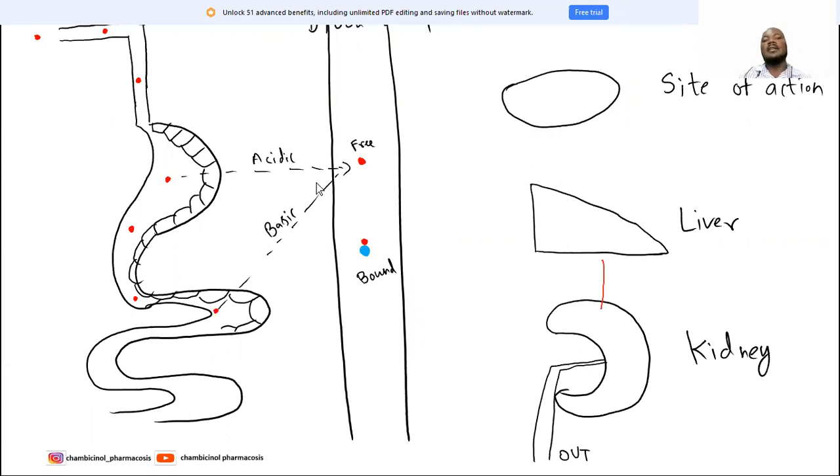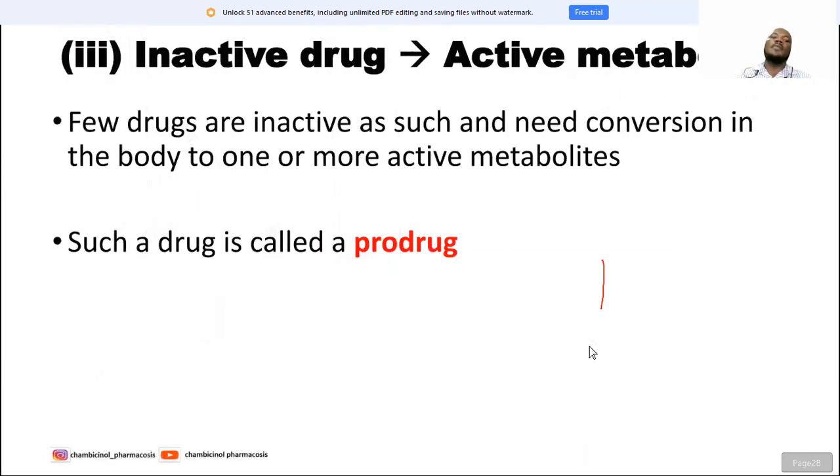The same applies: it will be distributed to the site of action because it is the active drug. For the drug to be eliminated, it has to go back into the systemic circulation. Because it is lipophilic, it has to go through the liver where it will be biotransformed. The metabolite obtained in this case is an active metabolite, so it can again reach the site of action to cause a pharmacological effect. Also, because it is polar, it can be eliminated via the kidney.